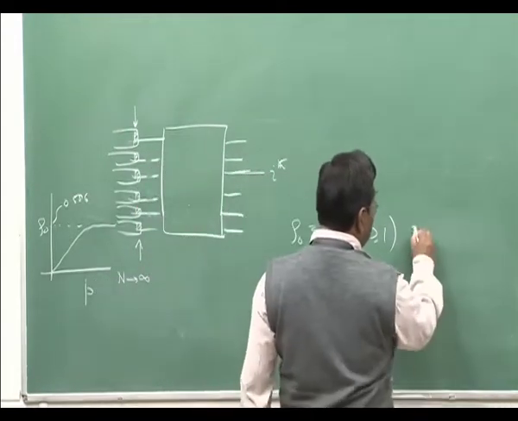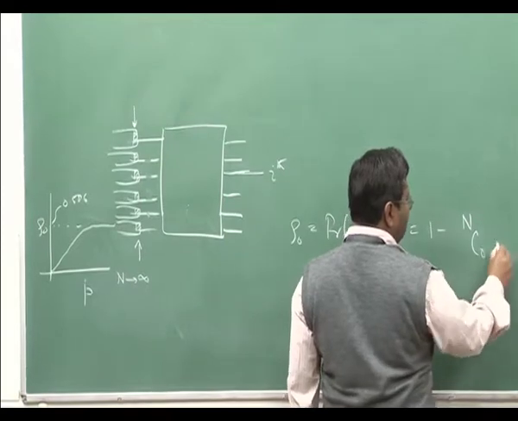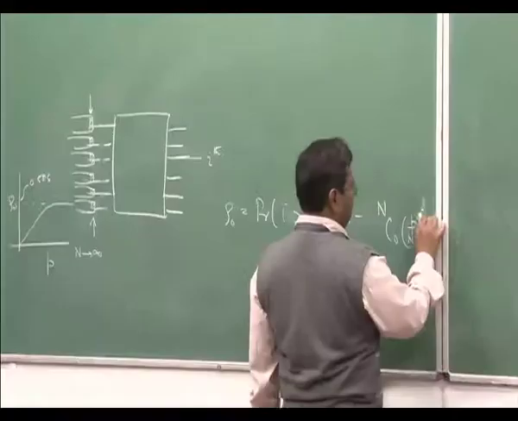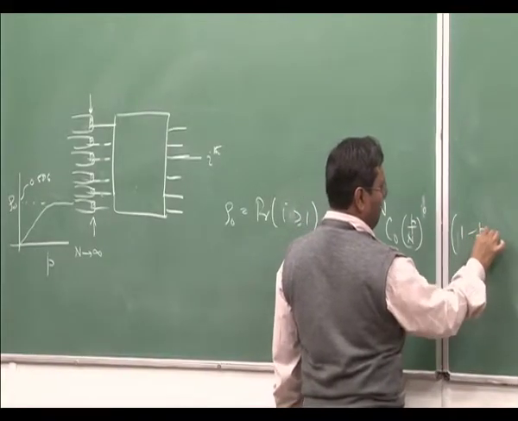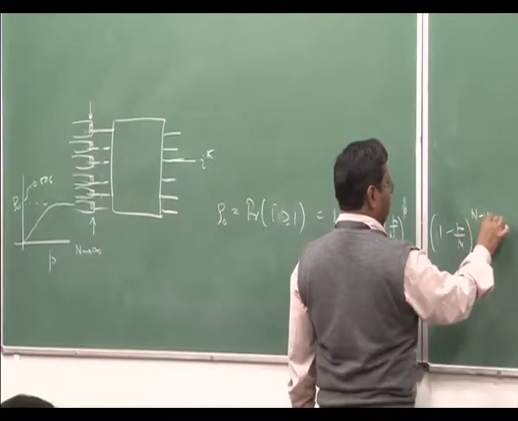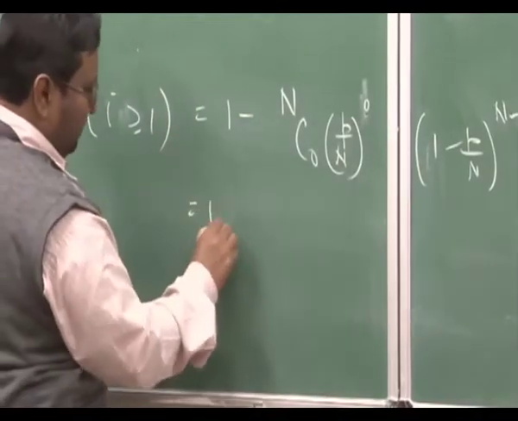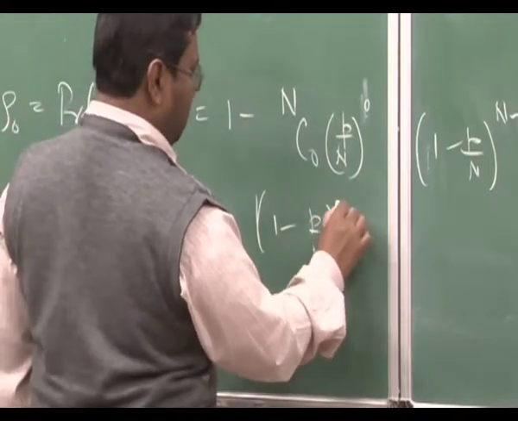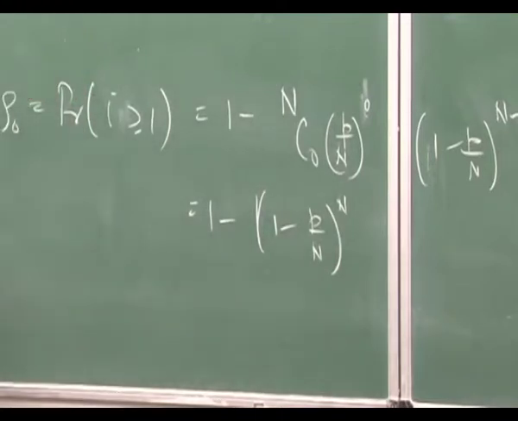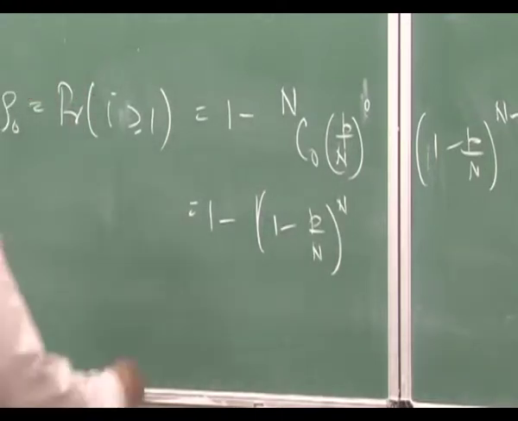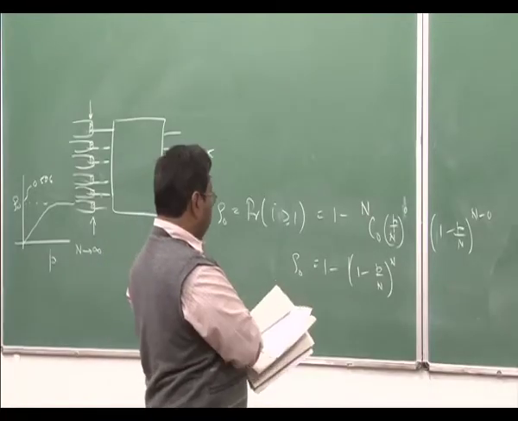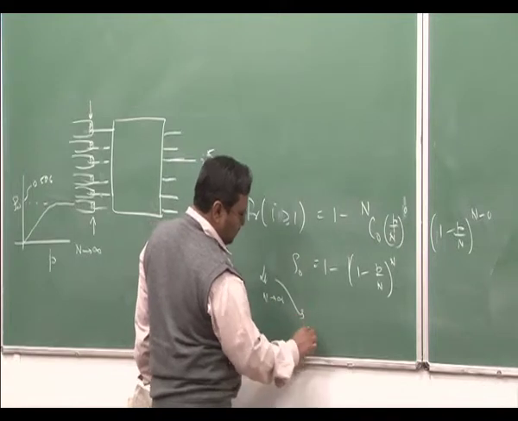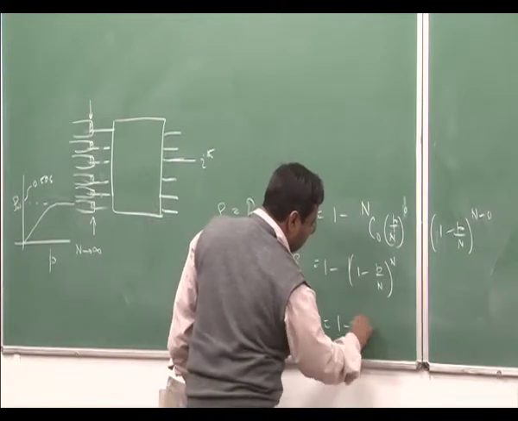And this probability is 1 minus NC0 (P/N) to the power 0 times (1 minus P/N) to the power N, so that will be your rho naught or the throughput performance. And when n goes to infinity, then what will happen? This rho naught will become 1 minus e raised to power minus p.